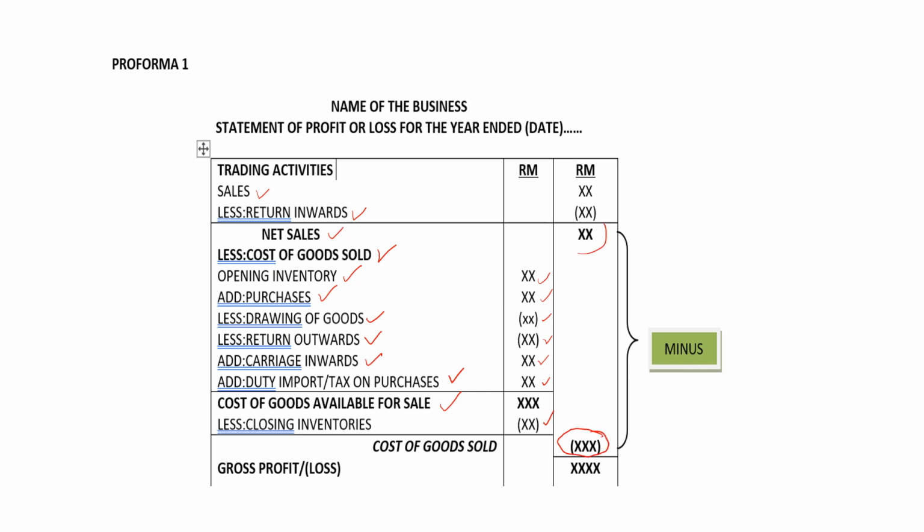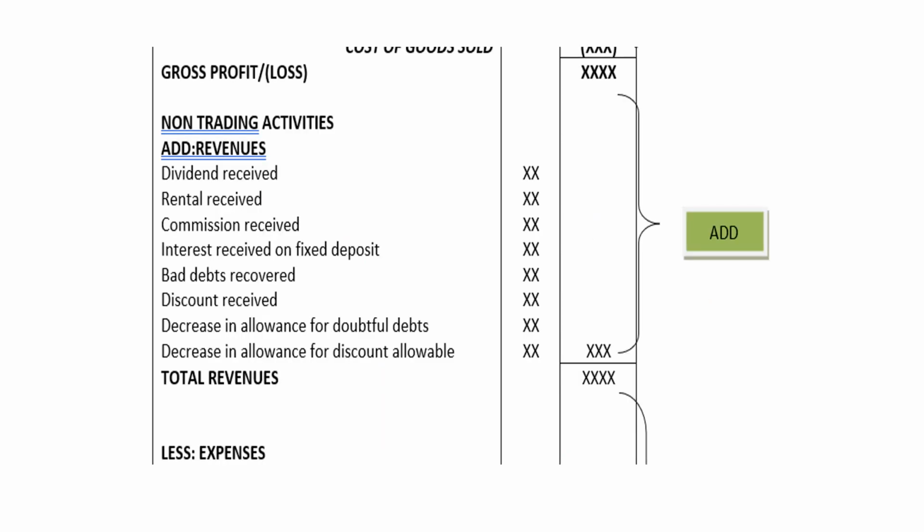So your net sales, minus COGS. Finally, if the answer is positive, it means you will get gross profit. But if the value is negative, that means we suffer gross loss. Okay, second step of the statement of profit or loss. We list down all non-trading activities in terms of revenue as well as expenses. Revenue we add to gross profit. Expenses we minus from gross profit in order to calculate net profit.